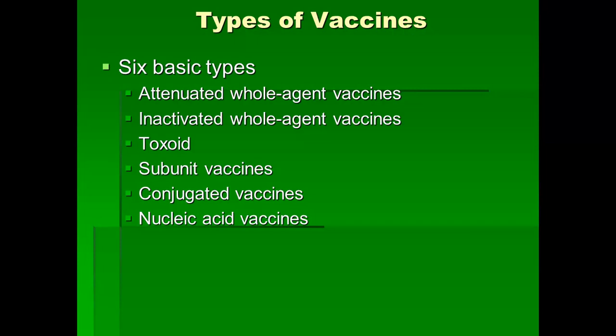There are 6 basic types of vaccines: attenuated whole agent vaccines, inactivated whole agent vaccines, toxoid, subunit vaccines, conjugated vaccines, and nucleic acid vaccines.